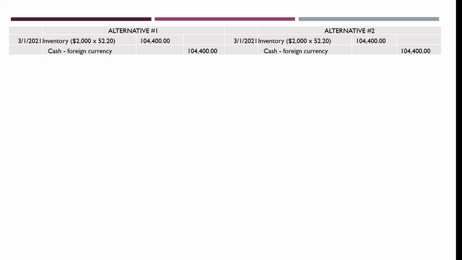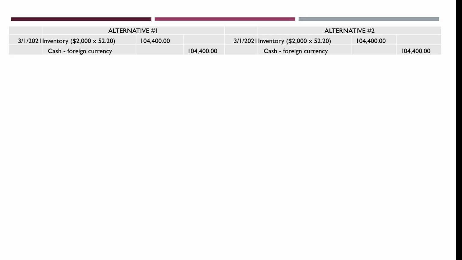Yan ang entry natin kanina. Now, under alternative number 1, ano nga ulit ang treatment natin sa OCI gain and loss? Saan natin siya i-report or i-reclassify? You will reclassify that to profit or loss in the same period kung kailan makaka-apekto ng profit or loss ang hedge item. So, since this is an inventory account, kailan lang makaka-apekto sa P&L ang inventory account?